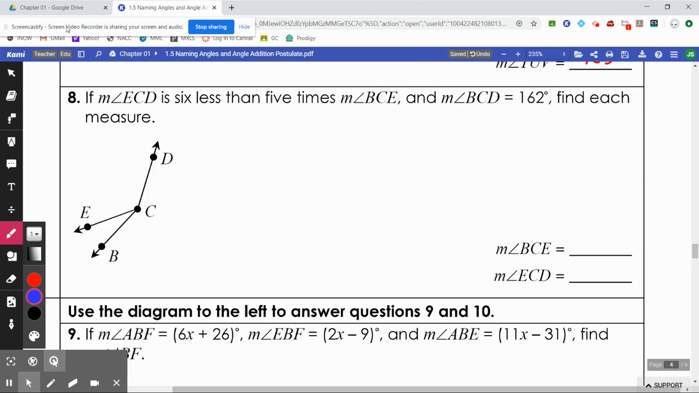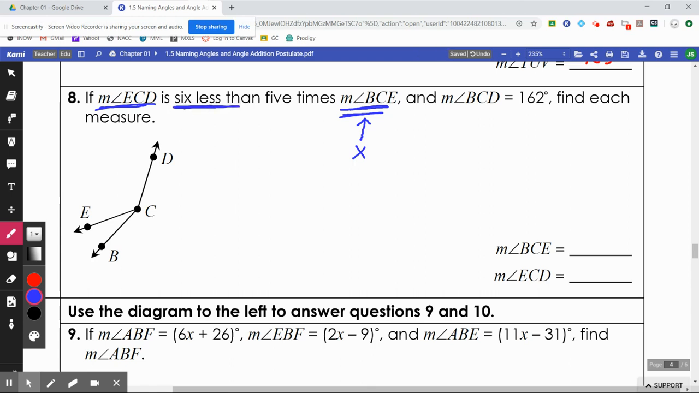Okay, number 8. It says the measure of ECD is 6 less than 5 times the measure of BCE. Now that's a little confusing. That doesn't look like the ones we've been working. But here's what we're going to have to do. It tells you how big this is in comparison to this. However, we don't know how big this is. Since we don't know how big this is, and this other one's compared to it, we're going to let this be x.